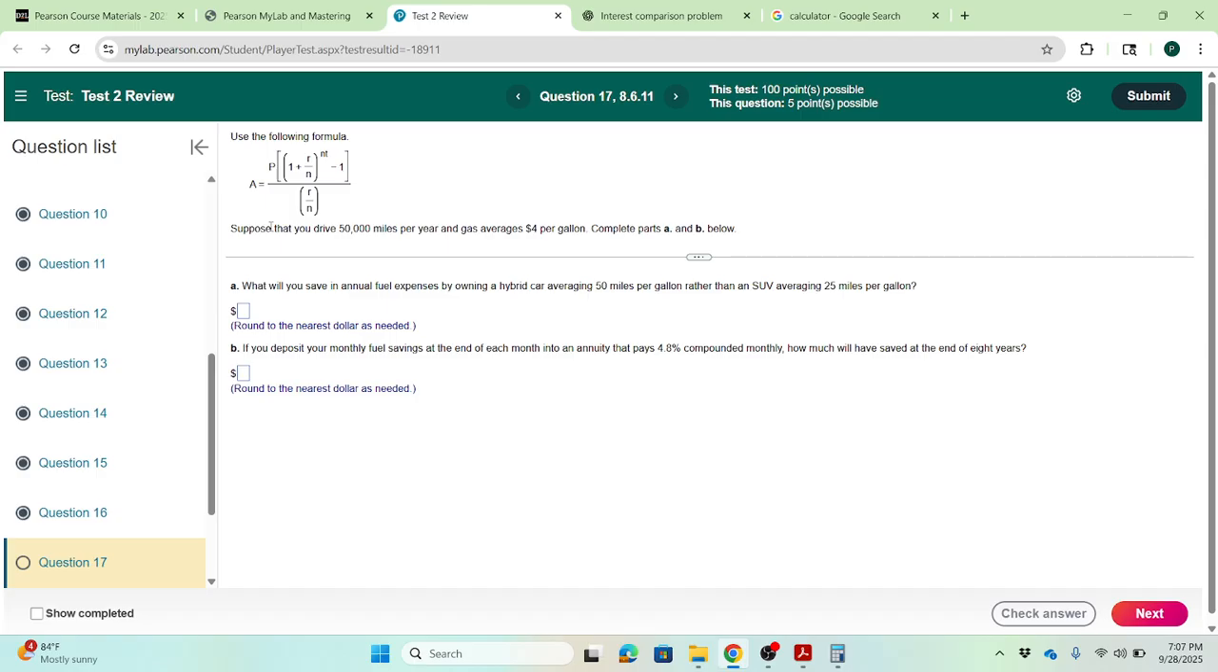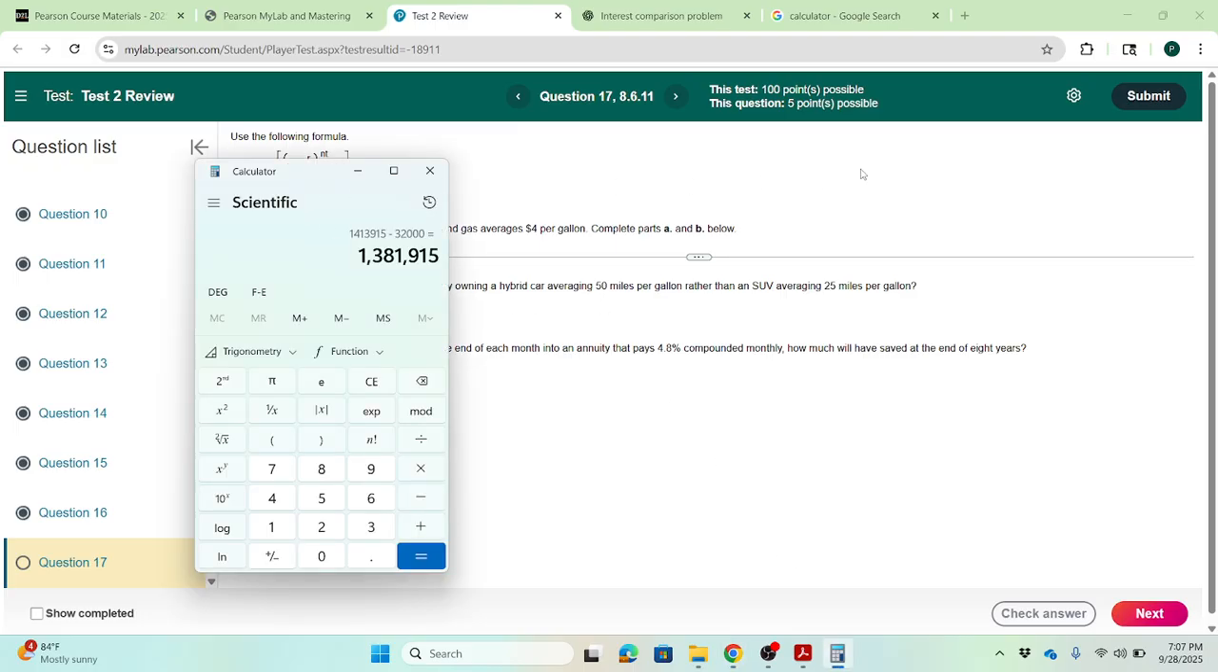Use the formula. Suppose that you drive 50,000 miles per year and gas averages $4 per gallon. What will you save in annual fuel expenses by owning a hybrid car averaging 50 miles per gallon rather than an SUV averaging 25 miles per gallon? So out of 50,000 miles, if you own a hybrid, how many gallons do you need?